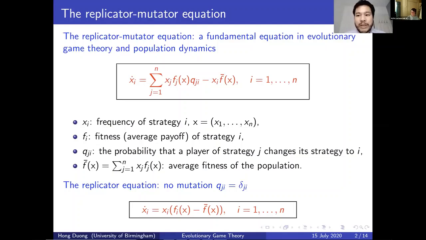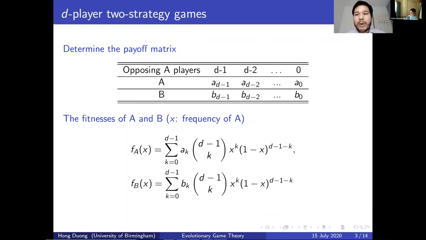When there is no mutation, that is when the matrix Q becomes the identity matrix, the replicator-mutator equation reduces to the replicator equation, the second equation in the slide. We consider the case of d players and two strategies. Suppose the two strategies are A and B. To determine the payoff matrix, we consider all possible interactions.